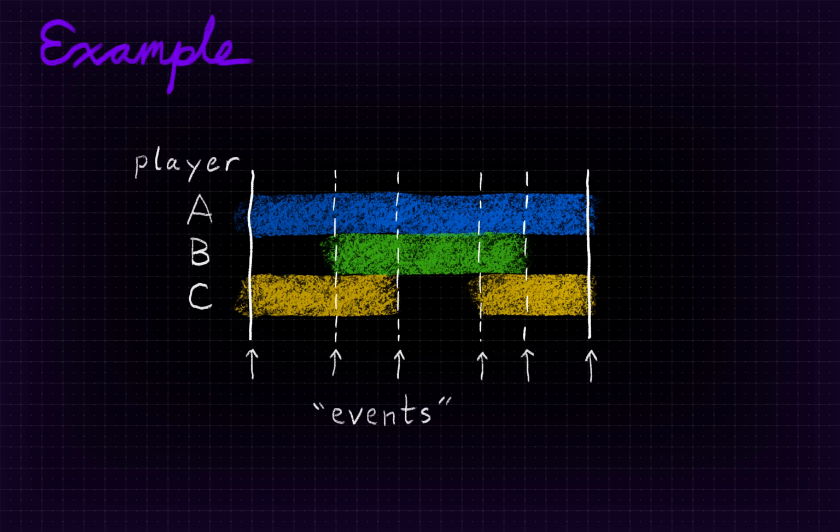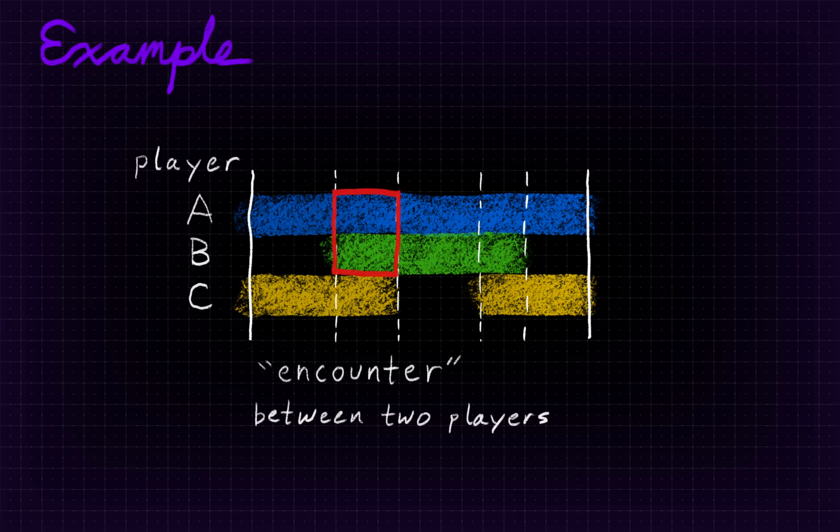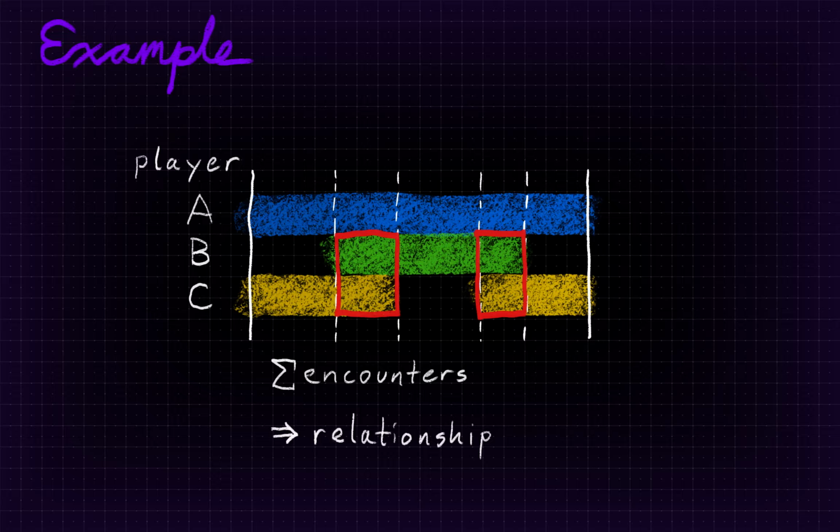The first thing we do is identify all of these events, or state changes, where players either join or leave the match. Then we can examine every interaction period or encounter between every combination of players. All of the encounters between any 2 players can be aggregated and summarized into a relationship between just those 2 players. In this specific case, these 2 regions are all the encounters of player B with player C.